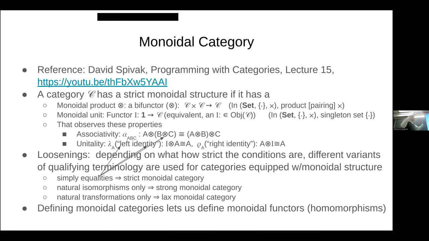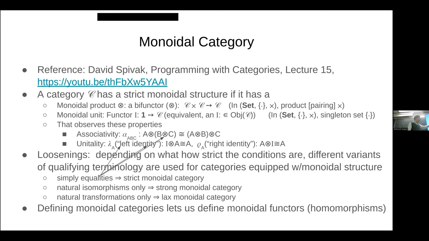And, okay, so all this gets us to a monoidal category. What's a monoidal category? Well, it's a bifunctor with some really nice properties. So there's a monoidal product, and that's implemented with a bifunctor, which maps pairs of objects in category C to category C. For example, maybe it maps a pair of sets to the product of those sets.